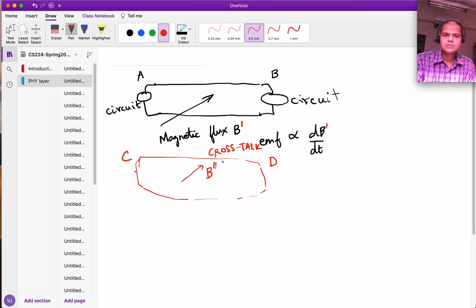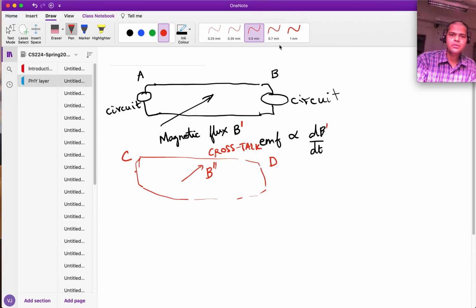Crosstalk is just, essentially, whatever was transmitted on one wire is affecting the voltage in another wire. Okay, so this is the crosstalk, so to speak. The signal from one wire is going on to the other because of this coupling due to the magnetic field.